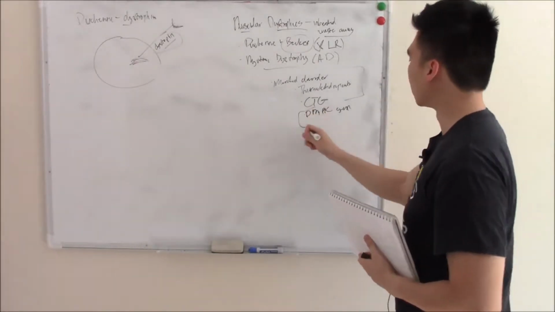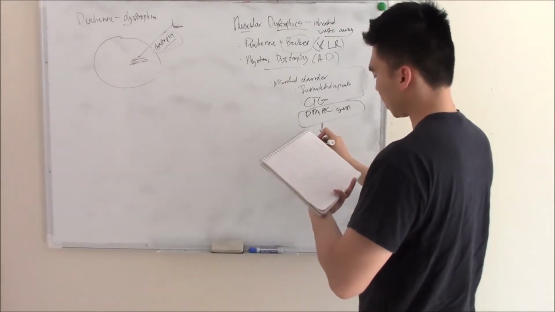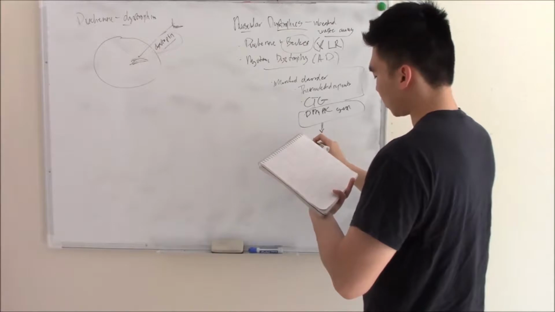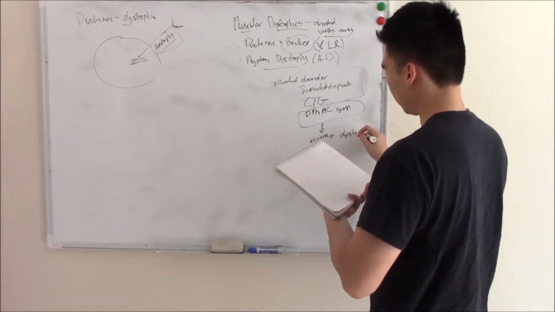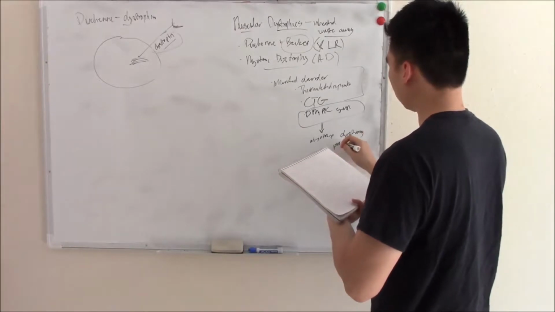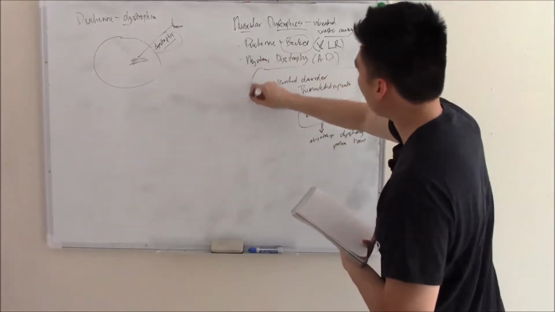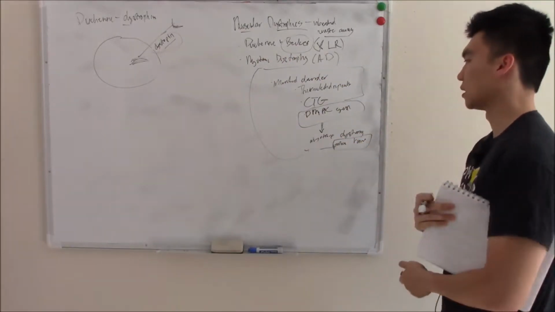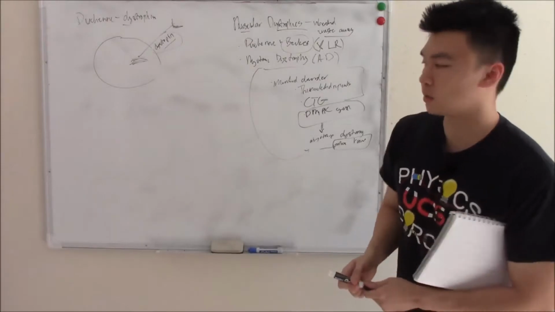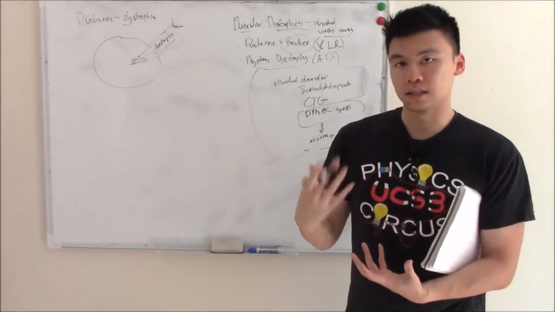And it mutates this gene, and this gene codes for an enzyme that's found in your muscle called myotonic dystrophy protein kinase. So myotonic dystrophy protein kinase. A protein kinase that causes myotonic dystrophy is mutated. So it mutates that protein, and then you get myotonic dystrophy.